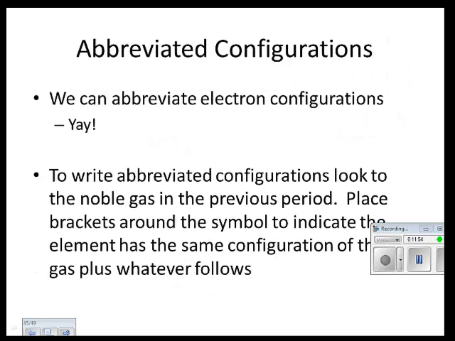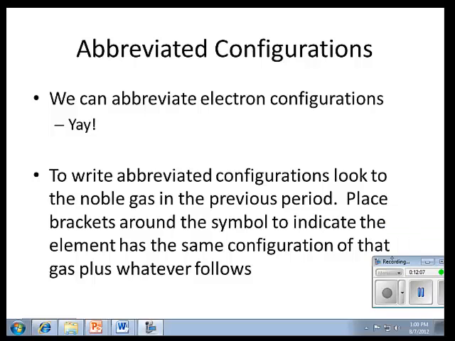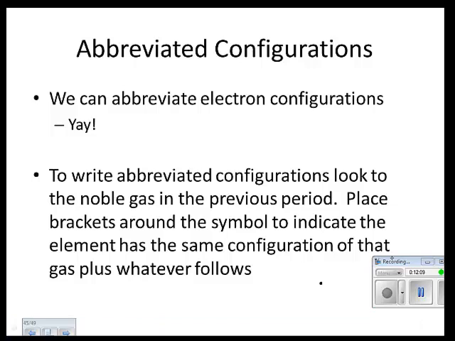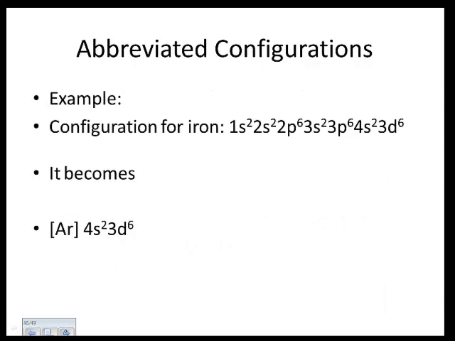Now we can take those electron configurations and abbreviate them, which is going to save you a lot of time. So to write abbreviated configurations, you look at the noble gas in the previous period, and you place brackets around the symbol to indicate the element has the same configuration of that gas, and then you just fill in the rest of whatever follows. So let's see what this looks like.